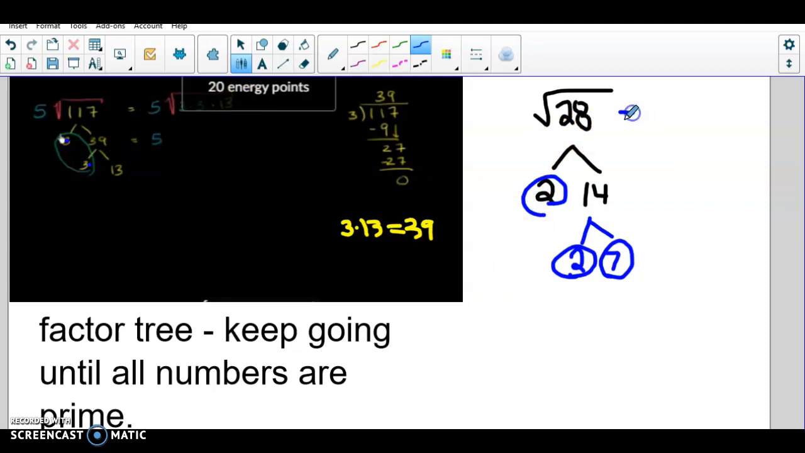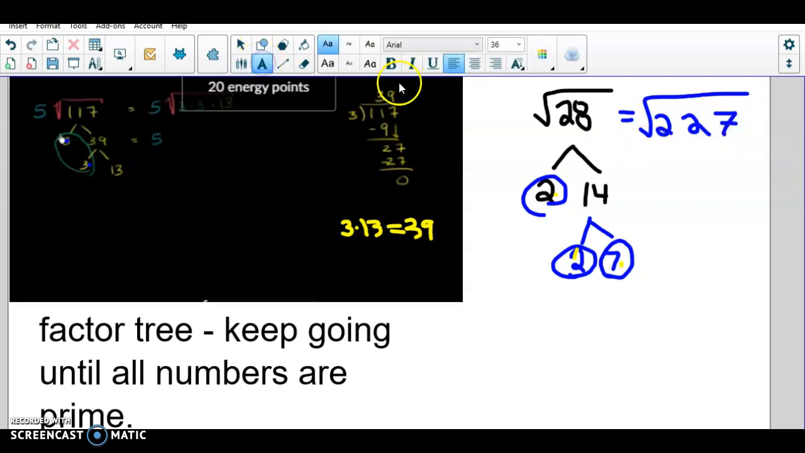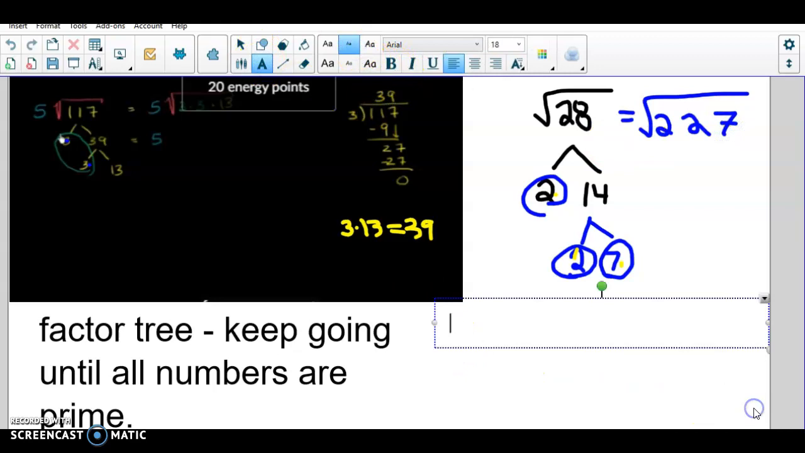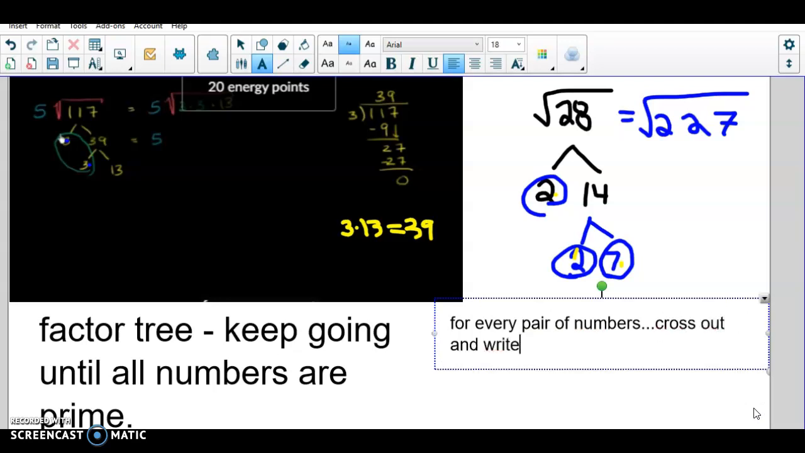We're going to rewrite this. We're going to say this is equal to the square root, and we're going to write the 2, the 2, and the 7. So let's write it out. This 2 is going to go right here, times 2 times 7. And the rule is for every pair of numbers, you cross out and write once on the outside.